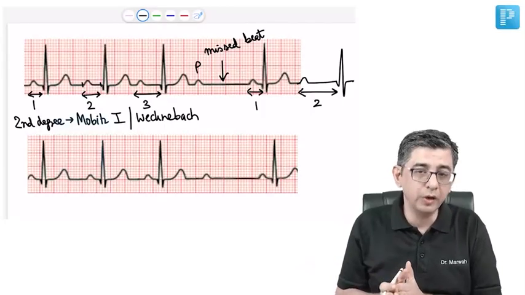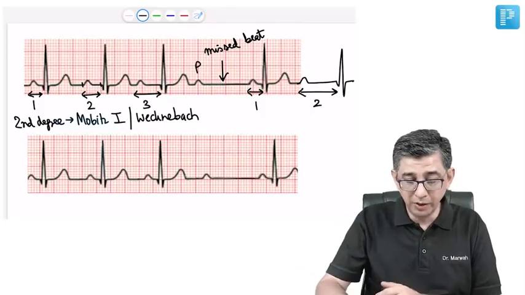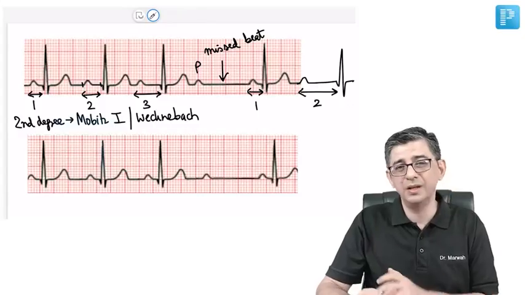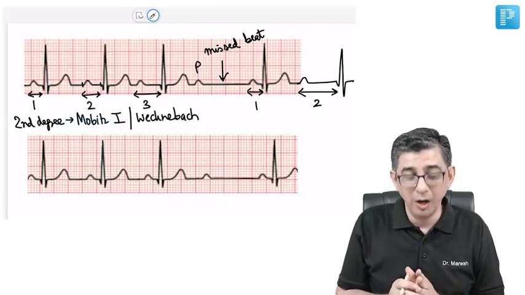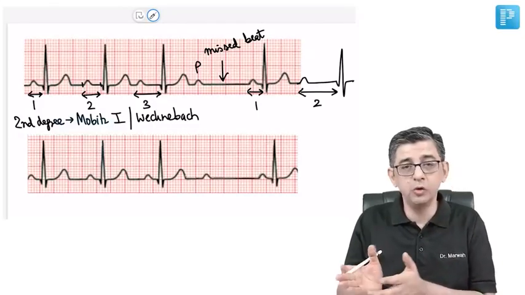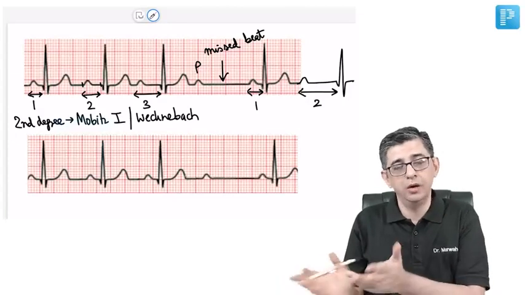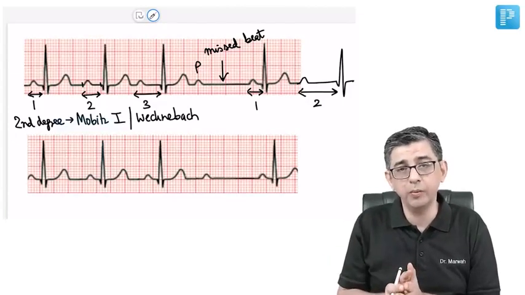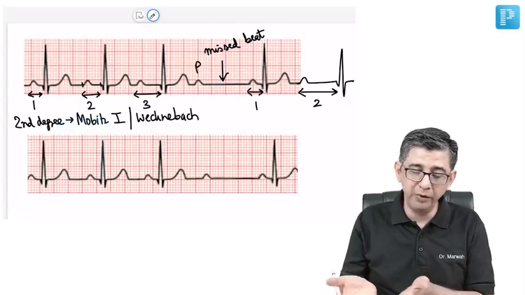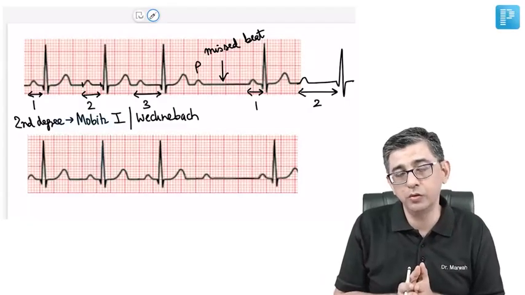There is a resetting of the rhythm, and most people, when I describe it, ask: sir, in the exam we have limited time, so we will have to count the PR interval so many times, 1 2 3 4, then again 1 2 3, maybe 4 times, maybe 5 times, and then there's a drop beat. It's not necessary that the drop beat will come after only 3 PR intervals.